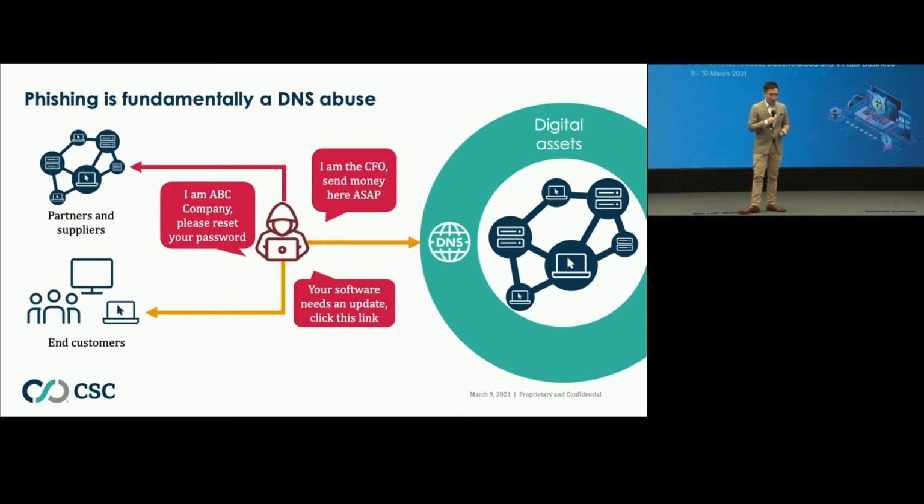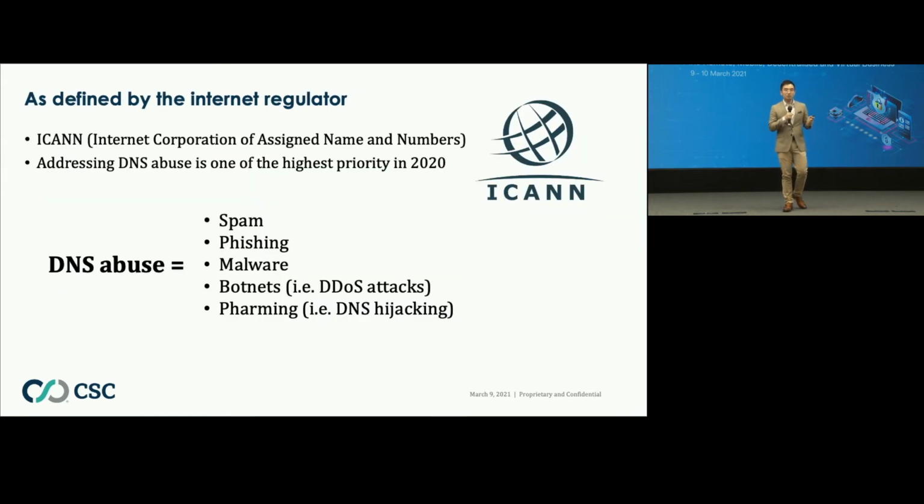And one CISO in Hong Kong that I talked to, when I asked what is the most important cybersecurity threat he faced, just pointed his finger and said, this finger is the most important cybersecurity issue. So phishing basically works on the human nature of clicking things unintentionally, and that is also a problem. Phishing is also a DNS problem.